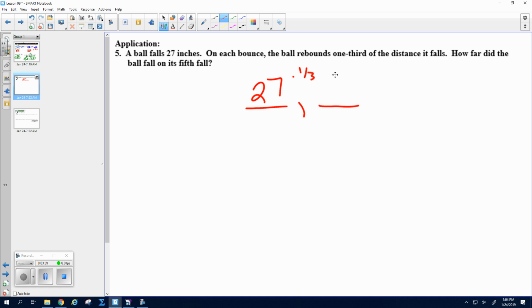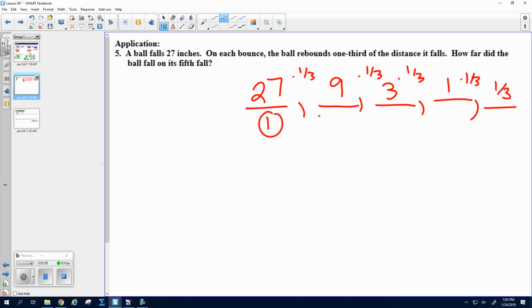What's 27 times a third? 9. All right, and then it rebounds 1/3 of that, which is what? 3. And then it rebounds 1/3 of that, which is 1. And then it rebounds 1/3 of that, which is 1/3. So on the 5th bounce, because that's the first one, second one, third one, fourth one, 5th bounce, it's going to just be 1/3 of an inch, because this one's in inches.